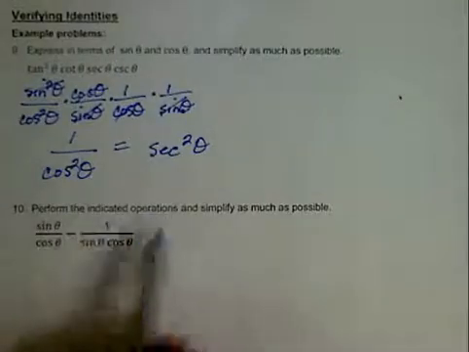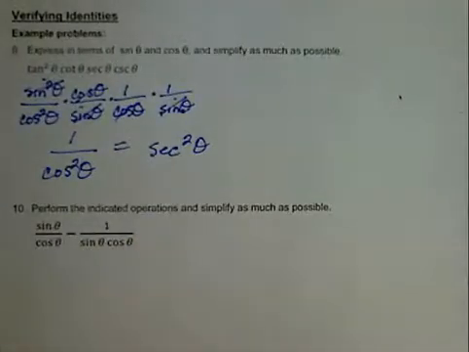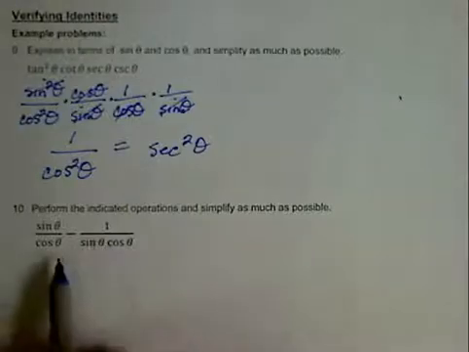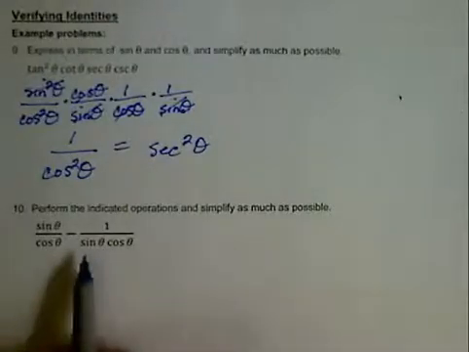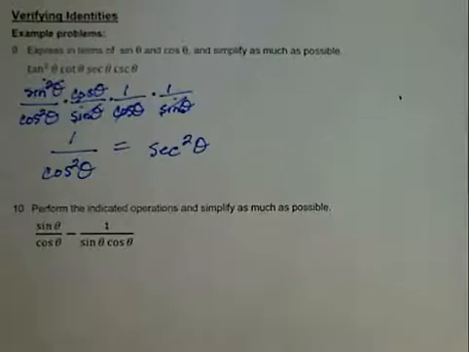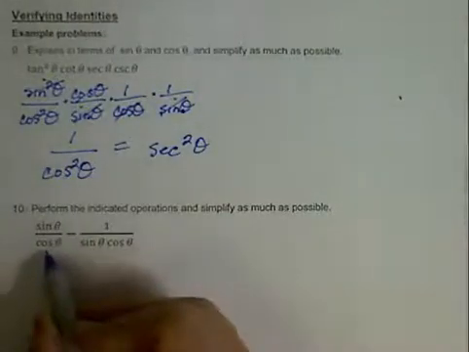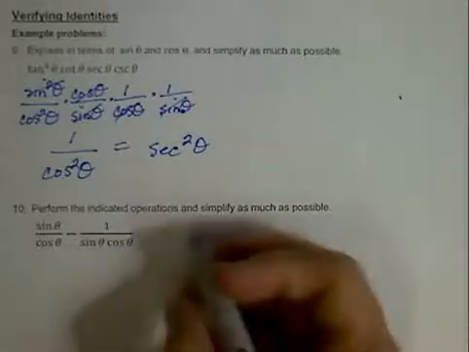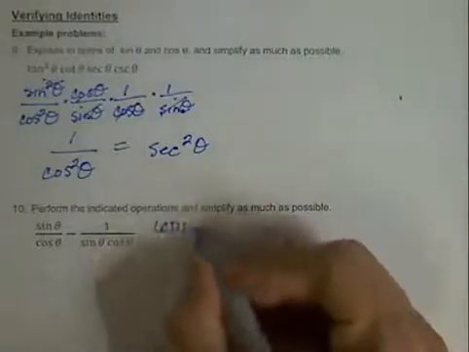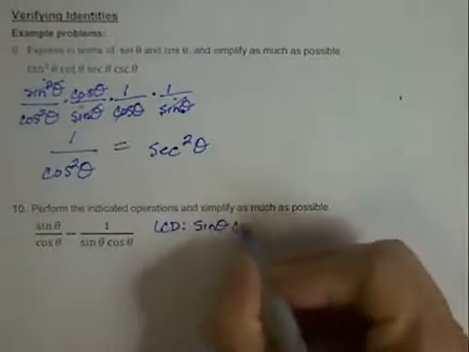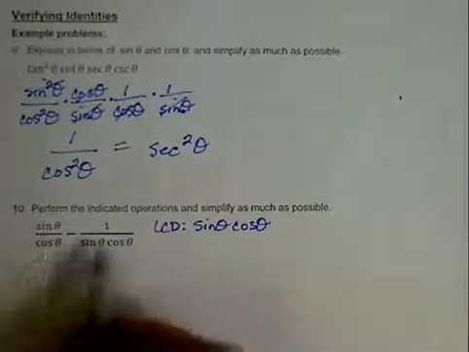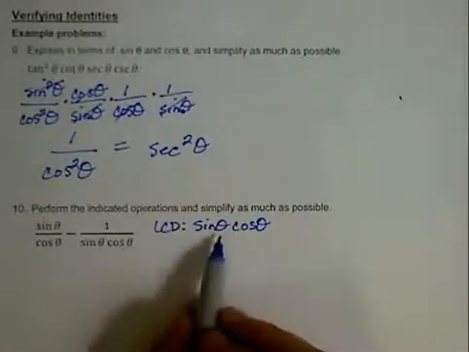In this one, we're just trying to perform the operations that are there and then simplify as much as possible. Since we've got two rational expressions, probably what we would want to do with this is get a common denominator and then put the two rational expressions together. In this expression, we've got cosine for a denominator. In this one, we've got sine times cosine. That means our least common denominator would be sine theta times cosine theta. That means we just need to rewrite this first expression, since this one already has the LCD that we want.